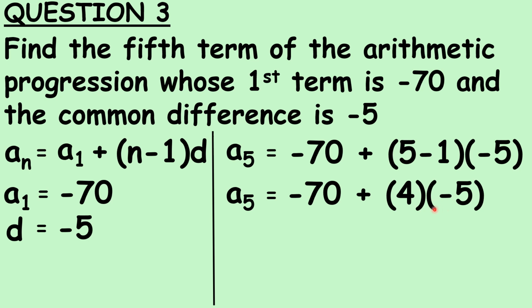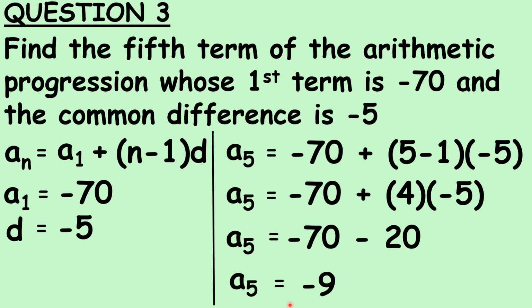The minus will always have a more dominant effect. So what we have is A5 equals minus 70 minus 20. So minus 70 minus 20, you're owing 70, and you're going to owe another 20. So a total of 90, which you'll be owing. So A5 will equal minus 90.